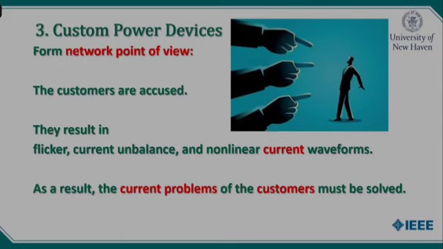It is interesting to know that from the network point of view and from a technical point of view, the customers are accused. They result in flicker, current imbalance, and nonlinear current waveforms. You can see from the network point of view, all current problems come from the customer side or demand side. As a result, the current problems of the customer must be solved. But what about the other point of view? Next slide.